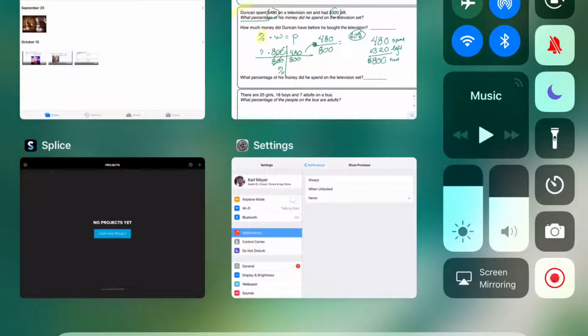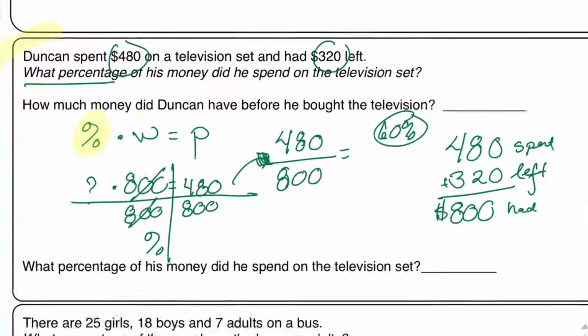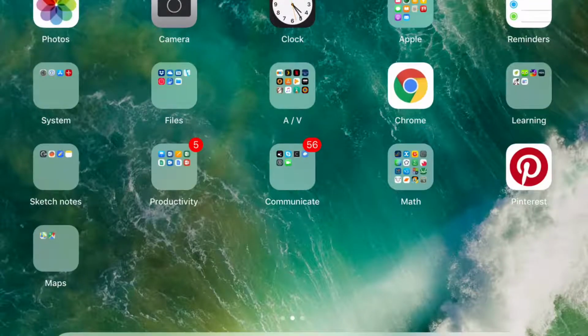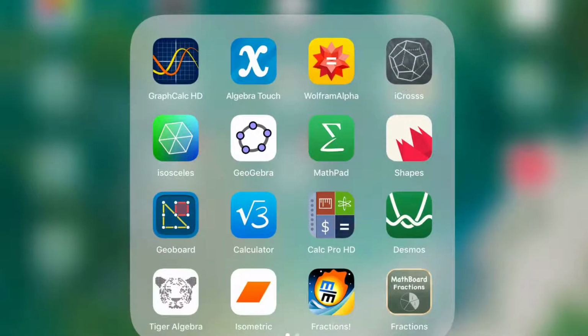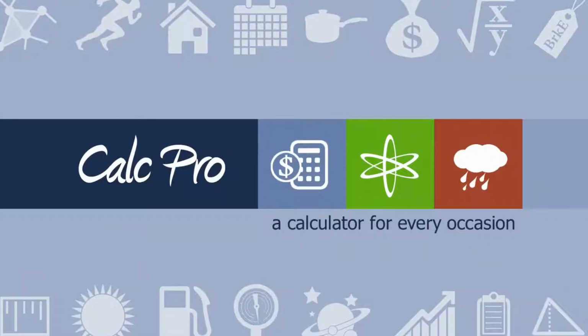Oh, I just killed the calculator. See if I can find it again. Find out how this stupid thing works. And there's going to be a calculator here somewhere. There it is.